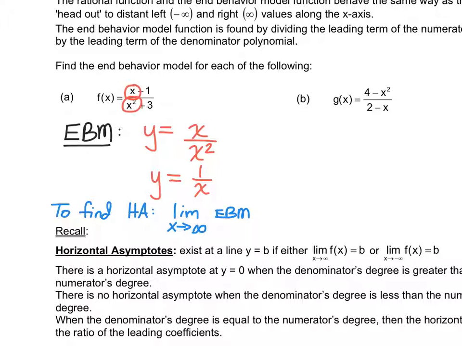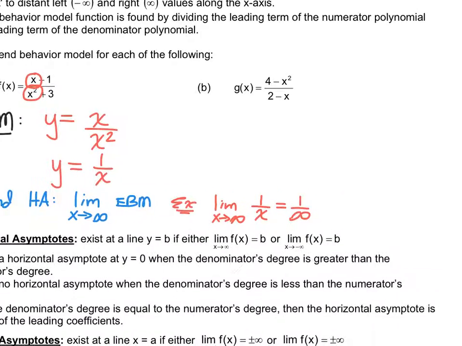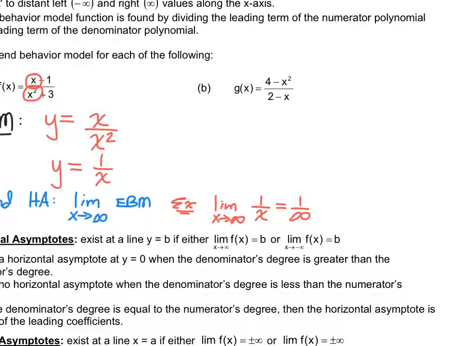So for the EBM, for example, in part B, I'll steal example A here. We'd be looking at y equals limit as x approaches infinity. We're taking this guy and dividing it by this guy. 1 over x, negative x squared is going to be 1 over infinity. Simplifies down to just y equals x. So that's your end behavior model.